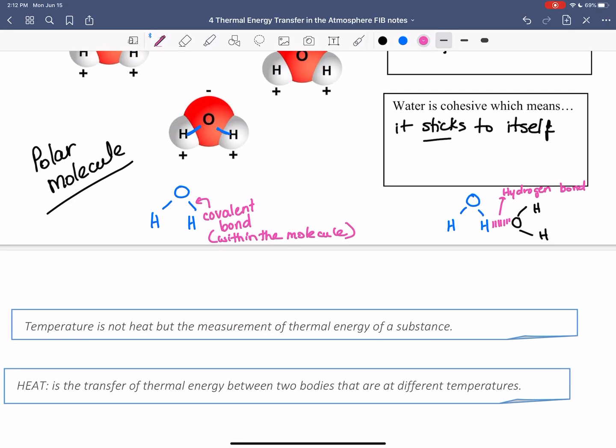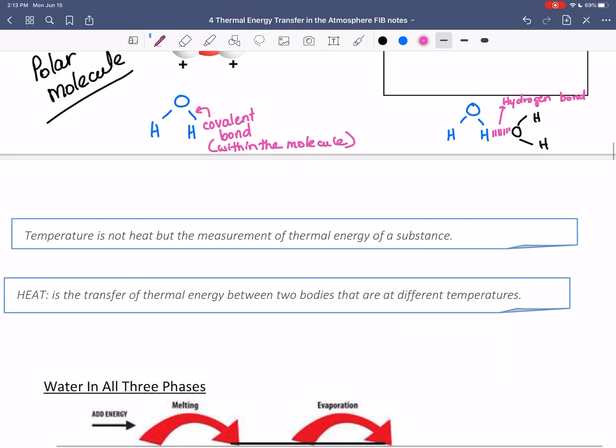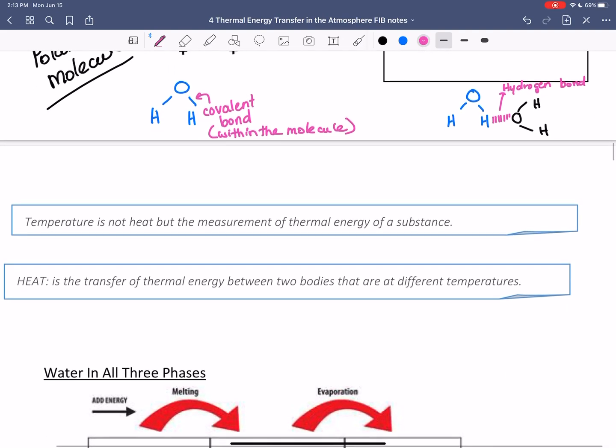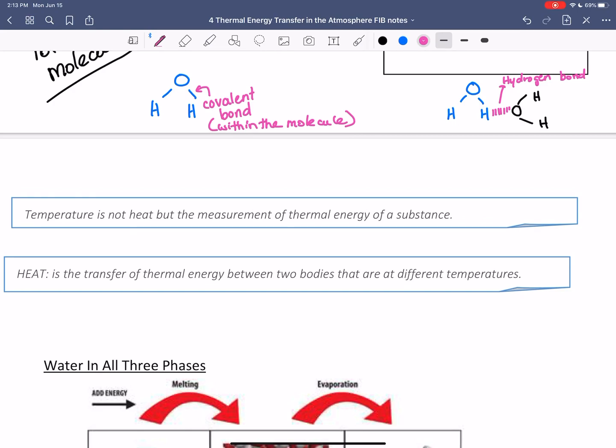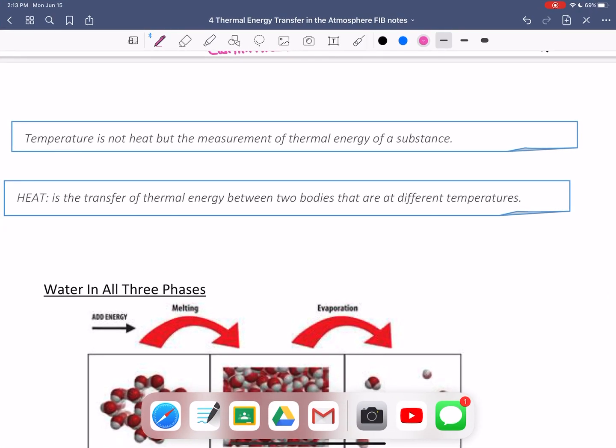Okay. So when we're looking at temperature, what we have is not heat. Temperature is the measurement of how much the molecules are moving. So really, it is the measurement of the thermal energy or the kinetic energy of a substance, whereas heat is the transfer of that energy between two bodies that are at different temperatures. So heat is when I have something at one temperature and something at another, and the energy is transferred between the two of them. Okay.